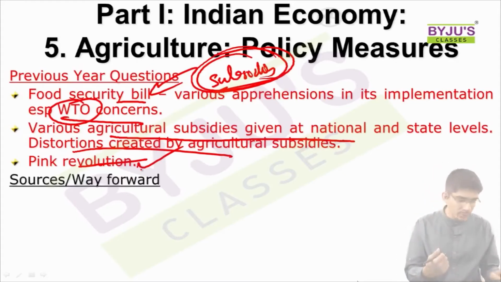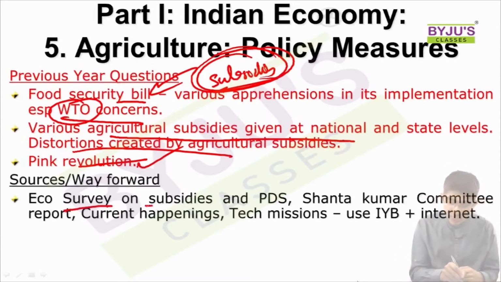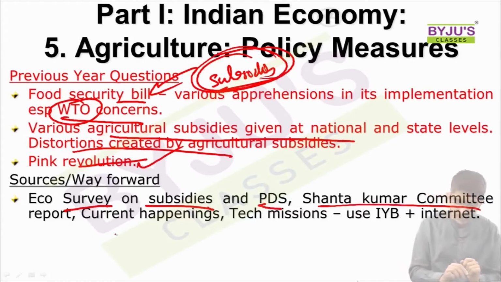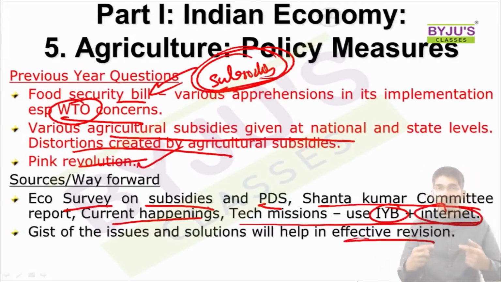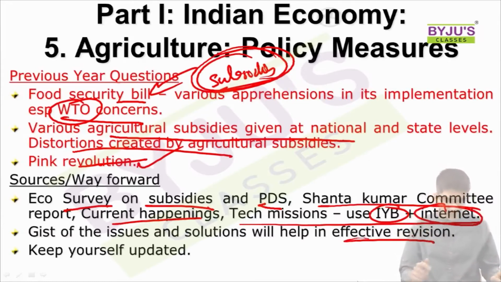So what are the sources for this? Economic Survey has a good discussion on subsidies, so it becomes very important. It also discusses PDS, another important place. Shanta Kumar committee report becomes important. Any current happenings in newspapers and all the technology missions using India Yearbook, and make sure you also use the internet well here. Make sure you revise these areas well because of the different missions and facts, etc. So revision becomes important here. So make sure you're updated on all the issues.